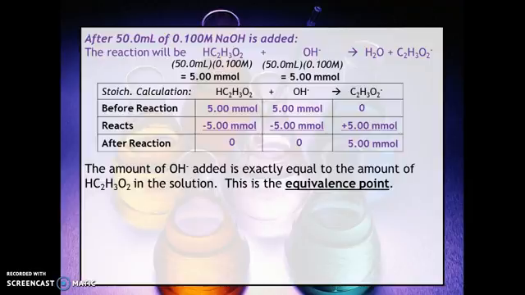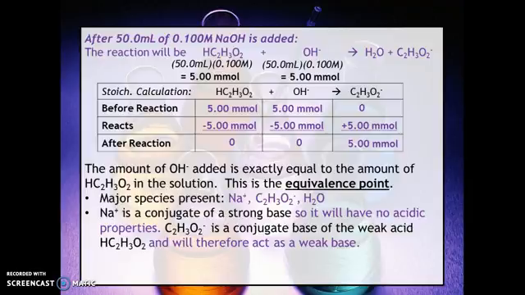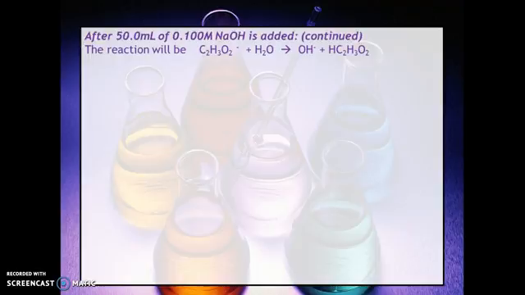Now, I'm at my equivalence point because my moles of acetic acid and hydroxide are even. So I'm considering my major species and seeing if they have any of these properties we talked about. And technically the acetate does because it's a conjugate base. And because of that, our pH shifts just a little bit from 7. So it won't be 7 like the strong acid, strong base reaction was.